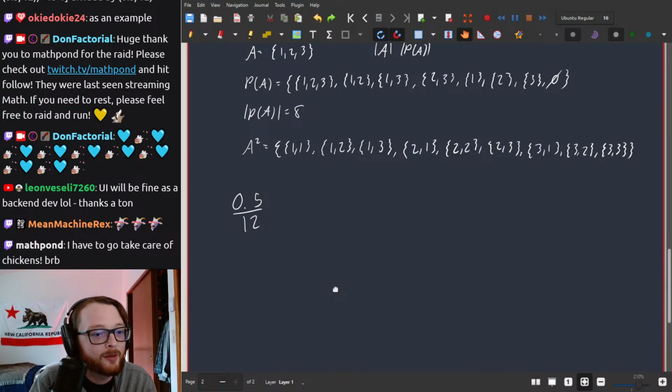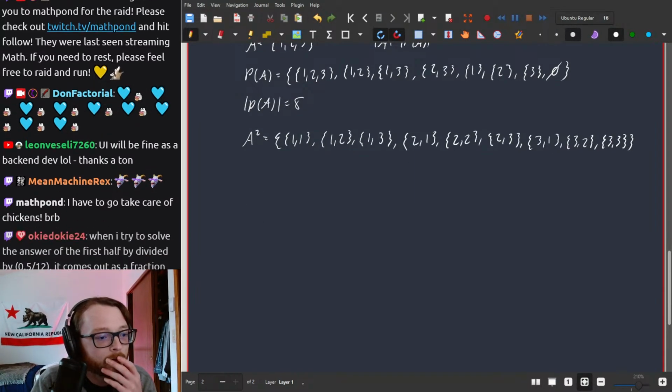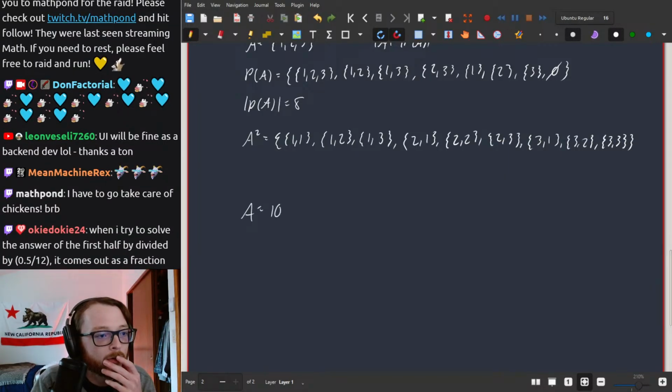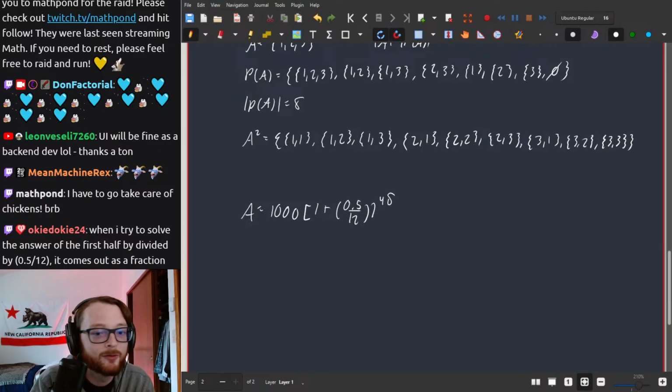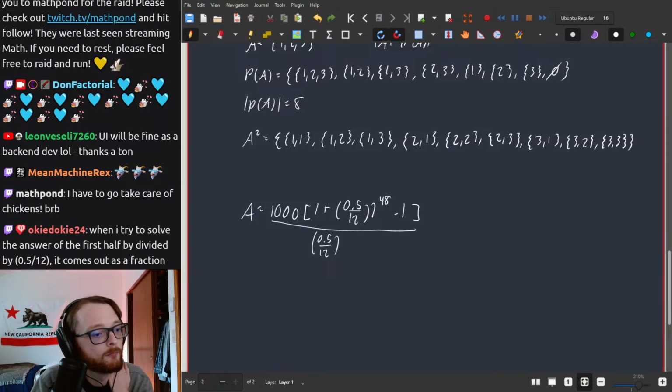Okie dokie is asking about just using a calculator. A is equal to 1,000 times 1 plus 0.5 over 12 to the 48. It's quite an exponent. Minus 1, divided by 0.5 over 12. Try to solve the answer of the first half. I divide it by 0.12. 0.5 over 12, it comes out as a fraction.